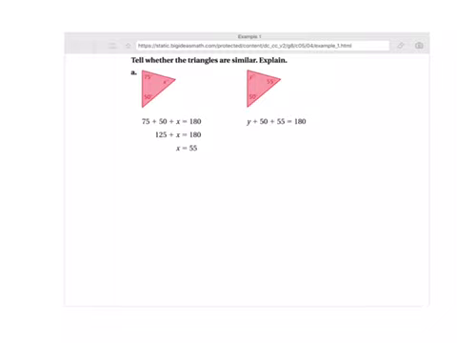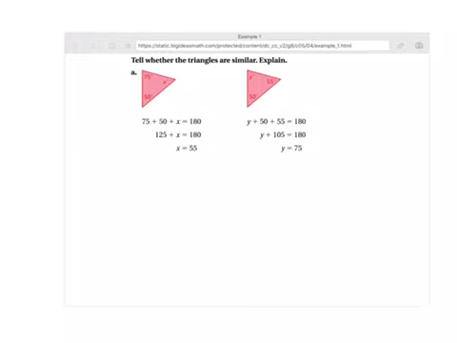So again, we put y plus 50 plus 55 equals 180. We're solving for y, so we're going to add the 50 plus 55 to simplify. Then you get y plus 105 equals 180. Now to get y by itself, you have to subtract 105 from both sides. So you get 180 minus 105, which leaves you with y equals 75.